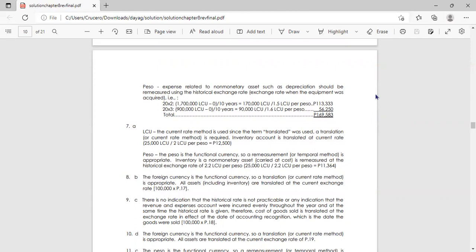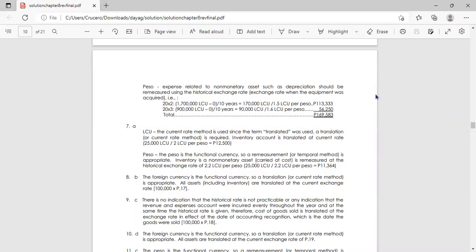Then we go to number 7. On January 1, 2024, PP Company formed a foreign subsidiary. On February 15, 20x4, PP subsidiary purchased 100,000 local currency units of its inventory. Of the original inventory purchased on February 15, 25,000 local currency units made up the entire inventory on December 31, 20x4.